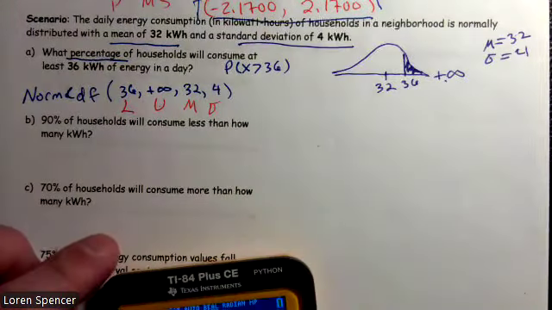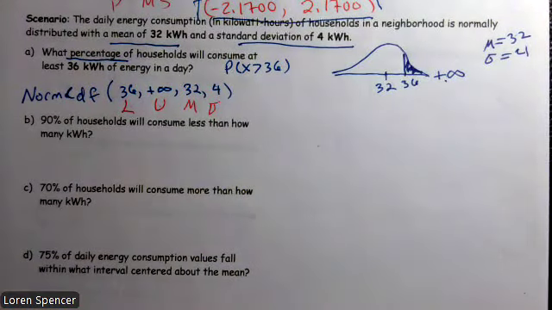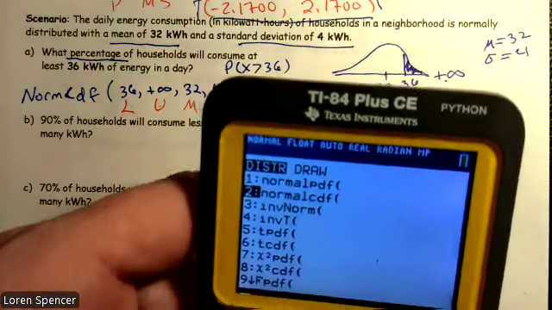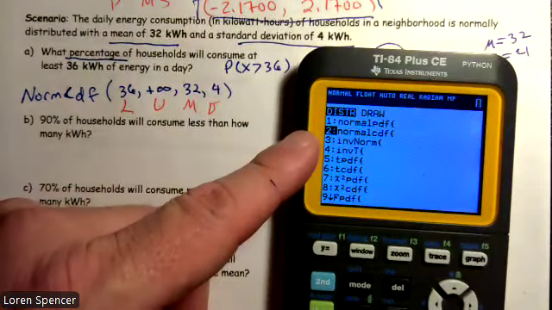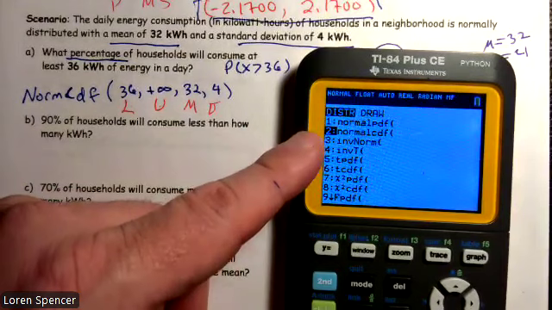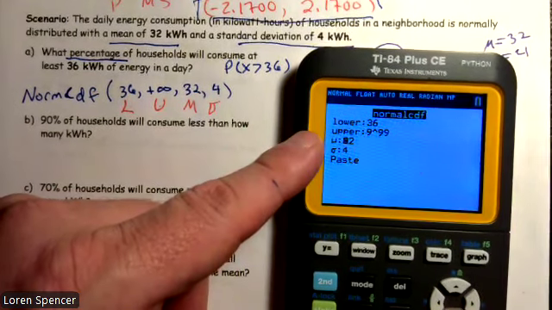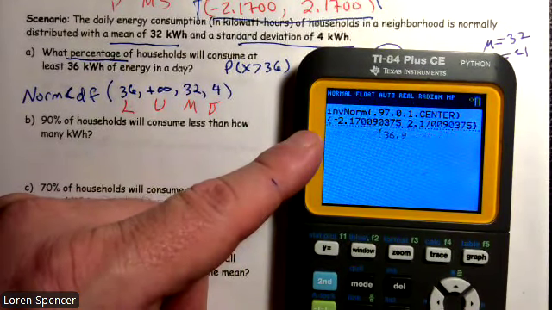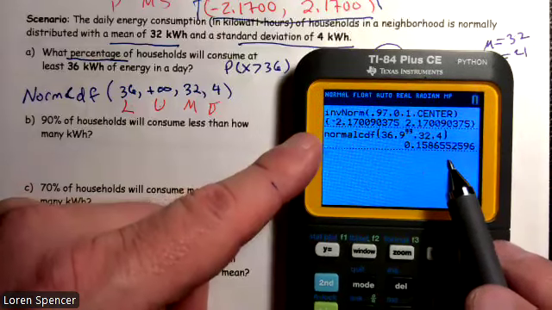But we ended up getting 0.1586. Here, we'll do that again. Second vars, norm CDF, 36, infinity, 32, 4. Then we get 0.1586.